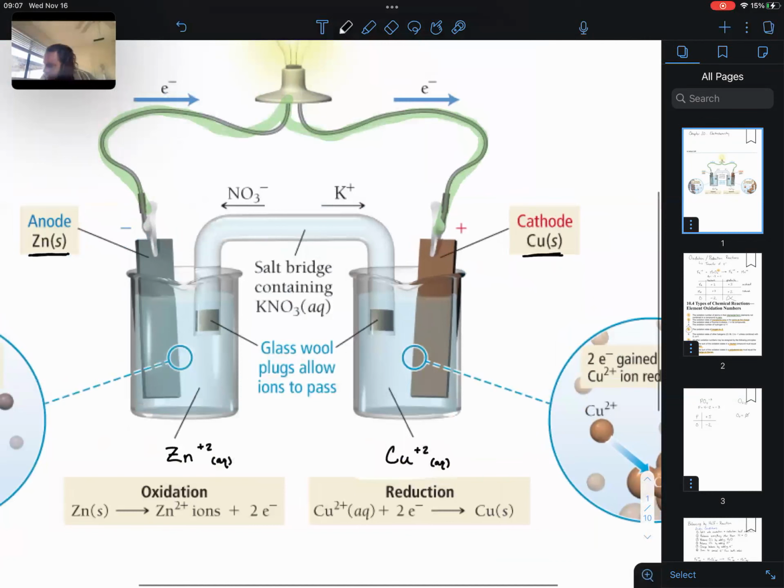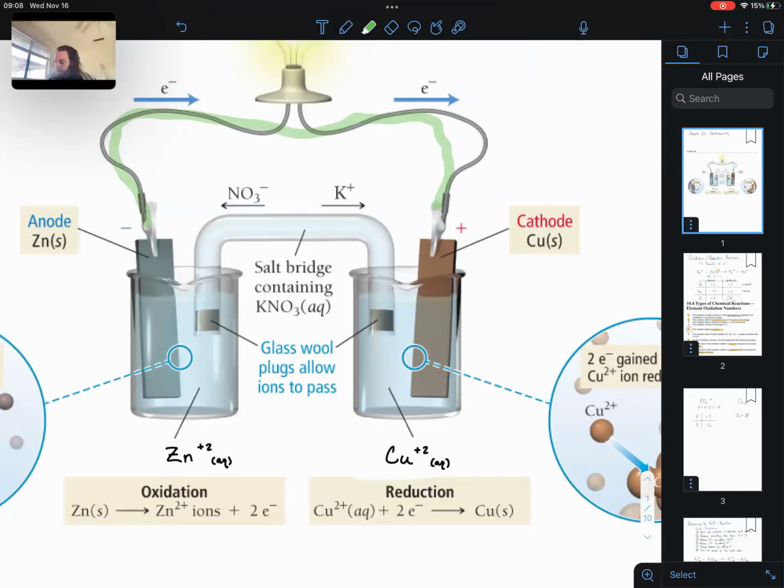All right, so again, this is a pretty complicated diagram. We're gonna take this piece by piece, but for right now, all you should be able to see is that you have this chunk of zinc metal dipped in a solution of zinc ions. That's connected through a wire to this chunk of copper metal that's dipped in a solution of copper ions.